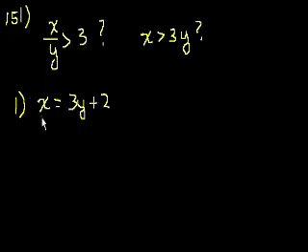Well, if we look at statement number 1, clearly x is greater than 3y, because x is 2 more than 3y based on statement number 1. So statement number 1 is sufficient to answer this question. x is definitely greater than 3y. x actually equals 3y plus 2. This plus 2 tells you that x is that much greater, 2 greater.